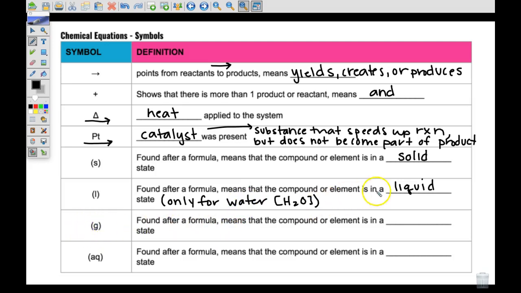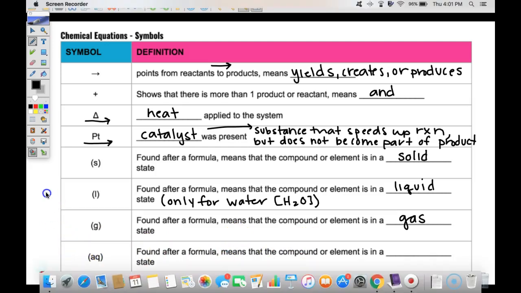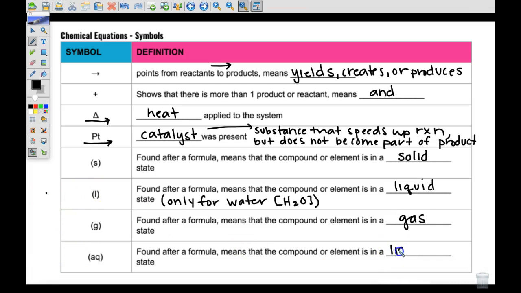If we see a little G after a chemical formula, that means that it's in a gaseous form. And if we see something that says AQ, this stands for aqueous. And this is in a liquid form, but it means dissolved in water. So any other liquid that we handle, if it's not pure water, is going to be aqueous.